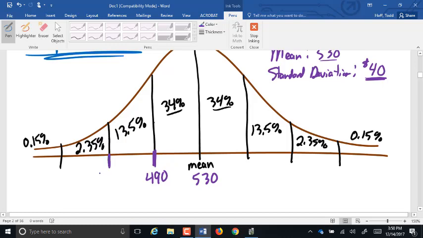The next step, we subtract the standard deviation again. So the 490 minus another 40 is $450. Take that 450 minus another 40. It's $410. Going to the right to get this one, it's the mean of 530 plus a standard deviation of 40. $570. Add that again is 610. Add it again, 610 plus 40 is $650.